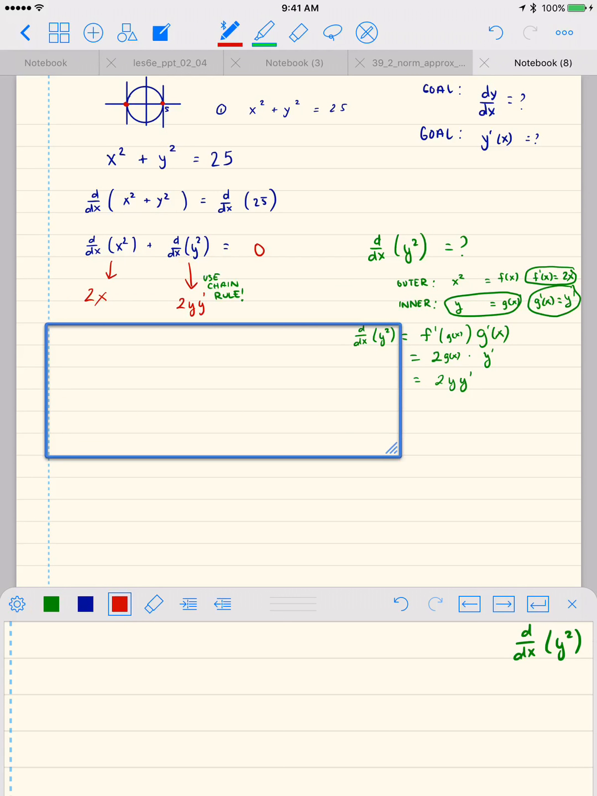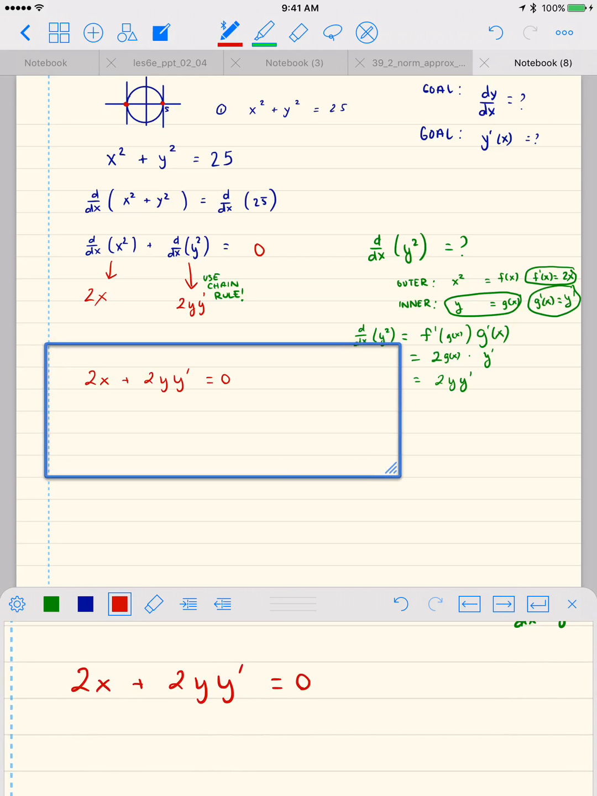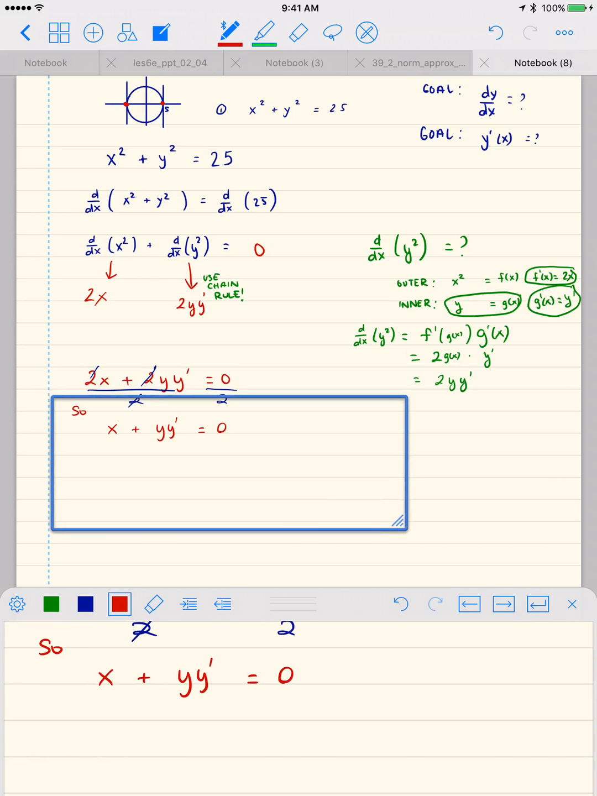So now we've got our equation saying 2x plus 2y prime equals 0. So if I want to solve for y prime, divide both sides by 2, right? The 2's are going to cancel out. So I'll have x plus y prime equals 0. Y prime equals negative x over y.